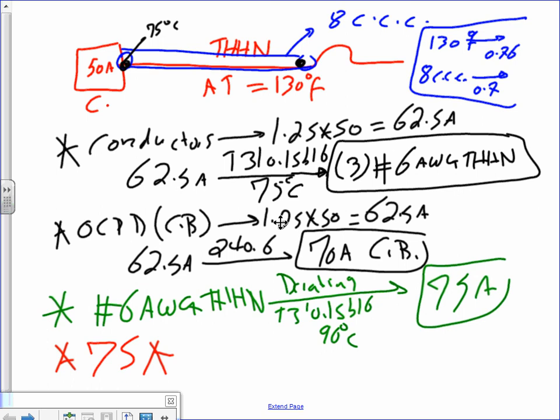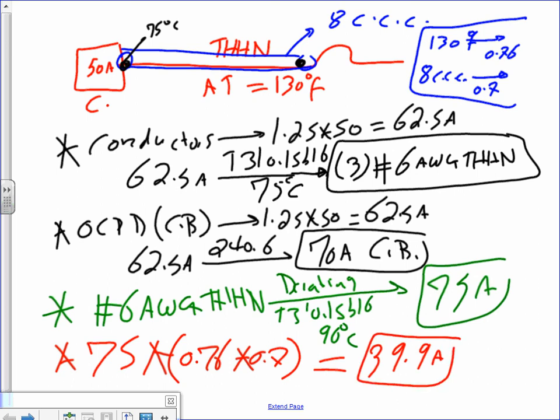Okay, got these numbers. Now, look what you do with them. You multiply them right here. 0.76, multiplied again by 0.7. What do you get? Do you have a calculator handy? So just multiply them. 39.9 amps. 39.9 amps. Any second? Okay. Now, what did you guys come up with? 36?